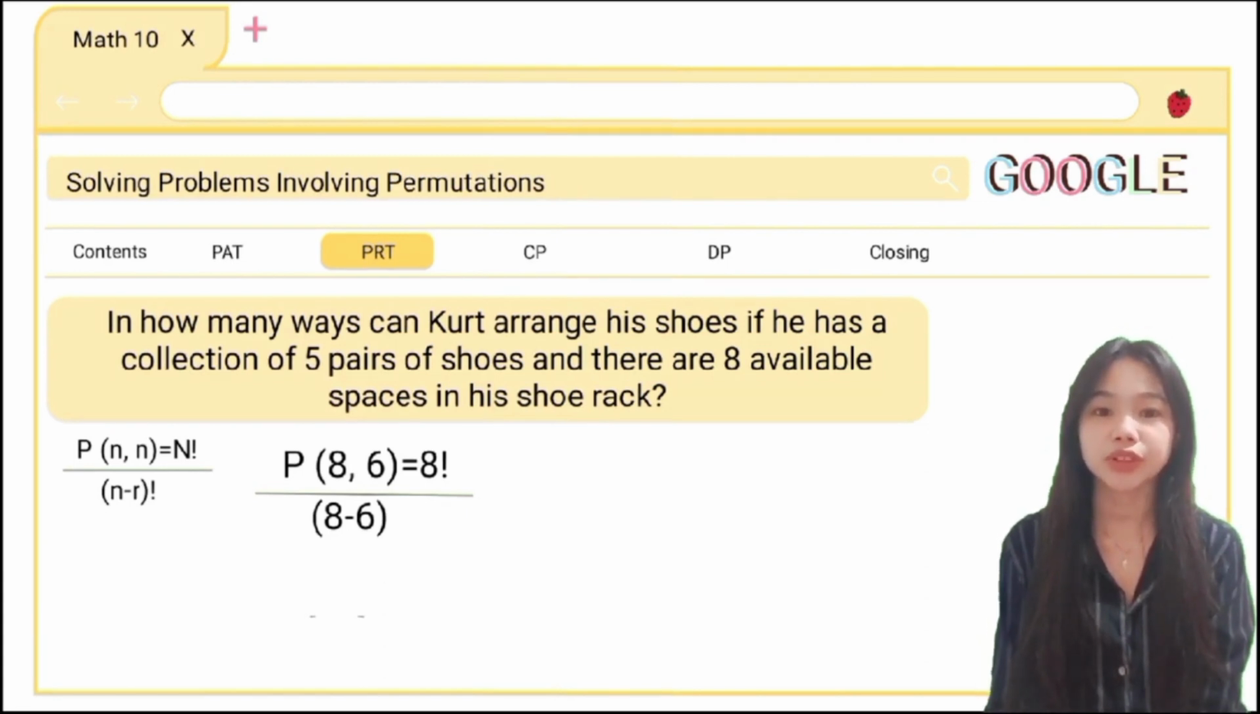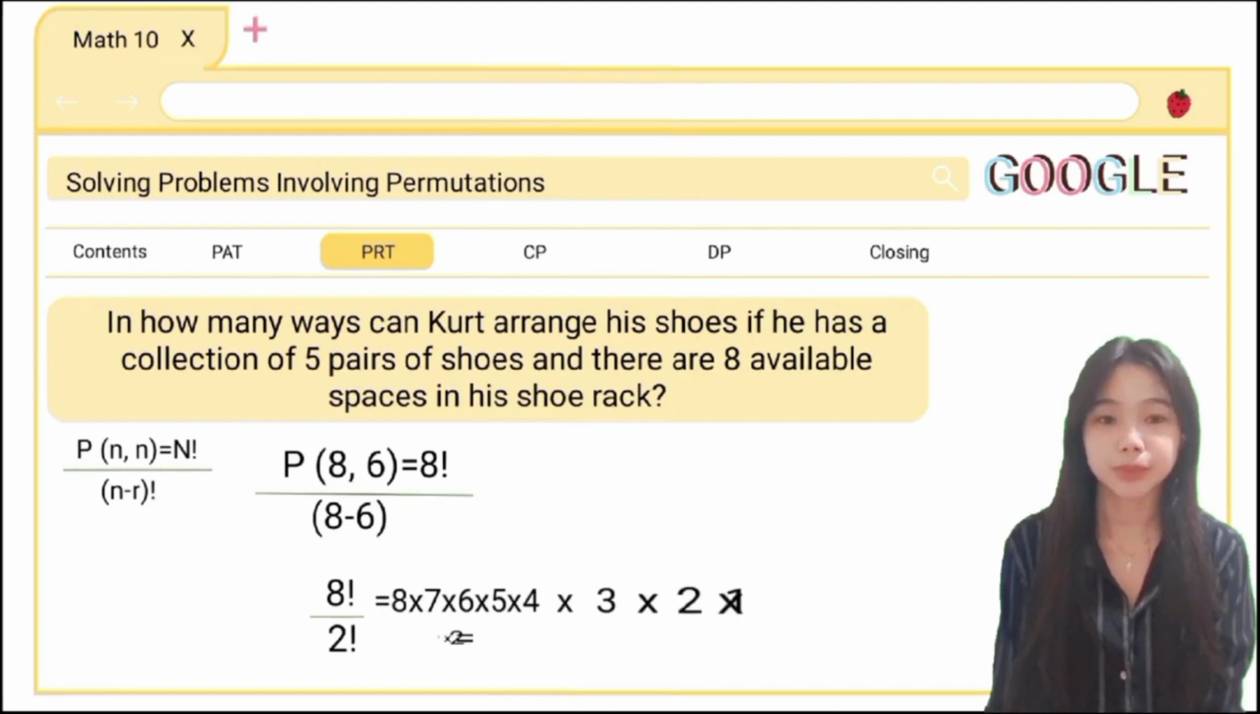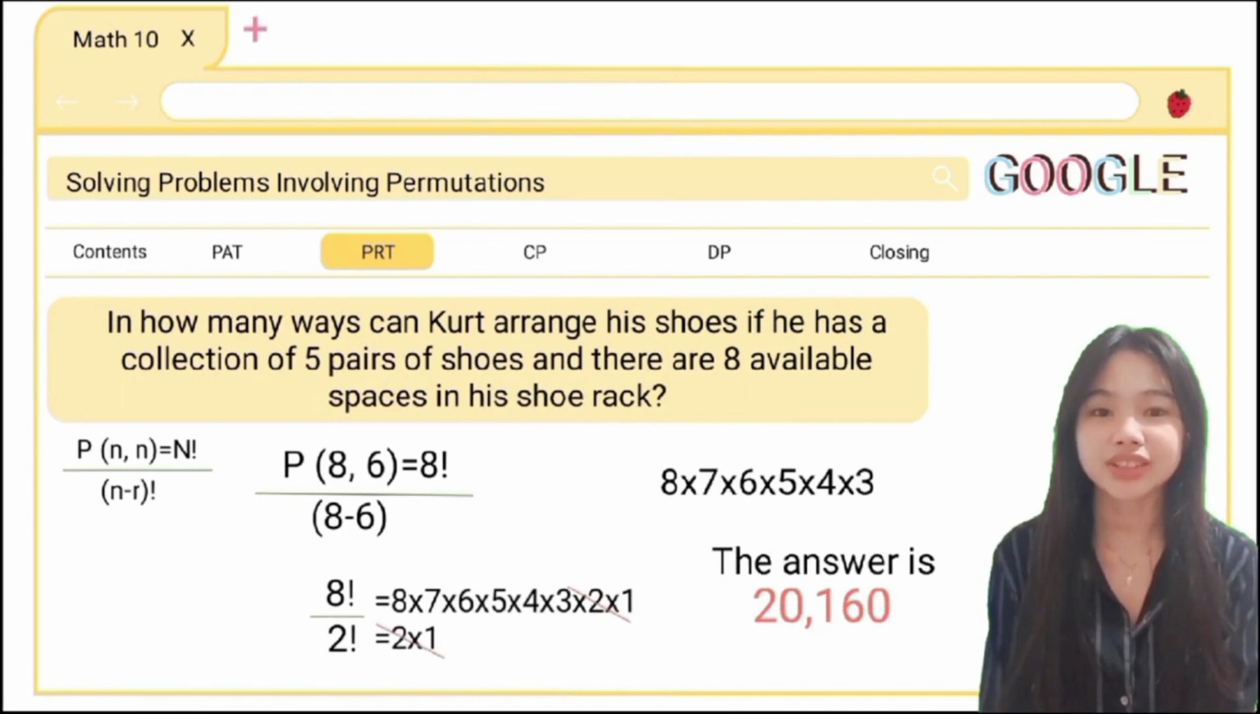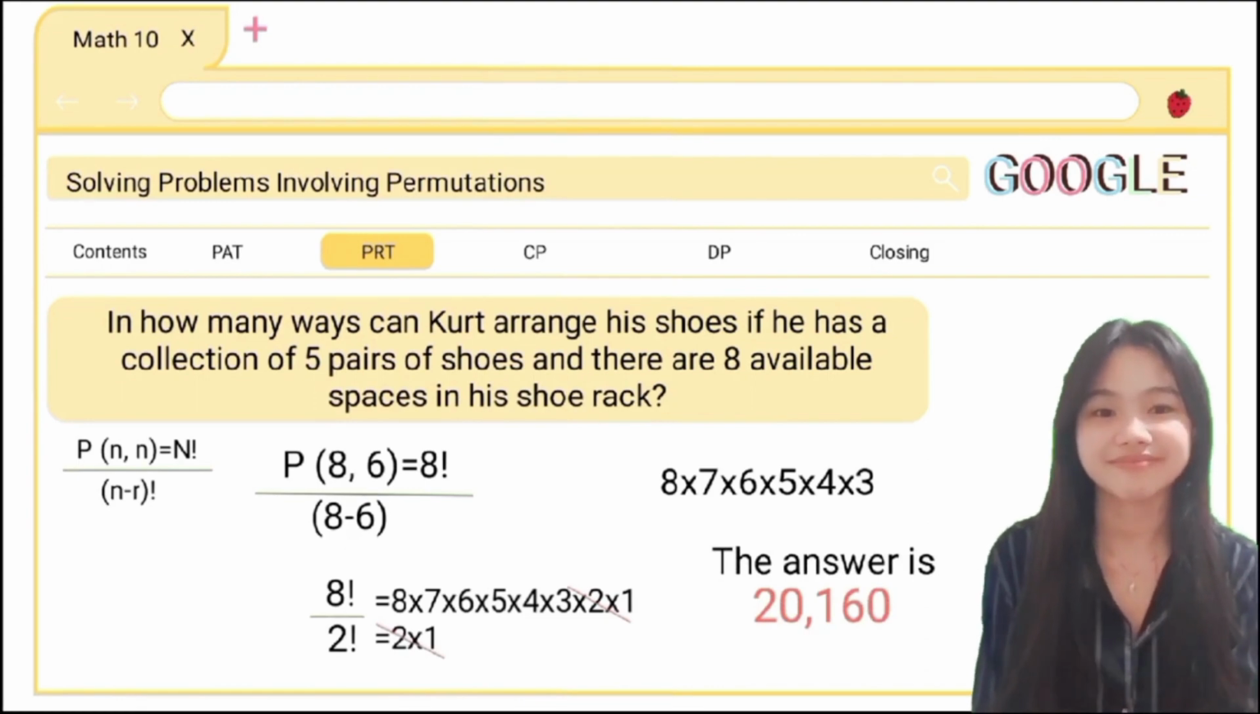Third, we have to solve for the parentheses in the denominator. 8 minus 6 is 2. Now, our denominator is 2 factorial and our numerator is 8 factorial. Fourth, we have to expand both numerator and denominator. After that, cancel the same numbers. Now, to get the final result, we have to multiply all the remaining numbers. It's 8 times 7 times 6 times 5 times 4 times 3. And the answer is 20,160 ways.